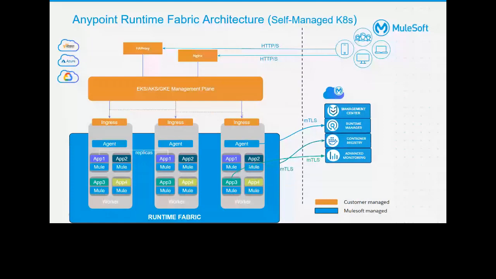And in addition to that, the ones in orange are all things that you as a customer would bring in. So you can install an Ingress controller, like I told you, which is compatible with your AKS, EKS, or GKE environment. It could be anything like Nginx, HAProxy, whatever is compatible. Your EKS or AKS management plane is under your control. So how you manage your Kubernetes cluster is completely up to you.